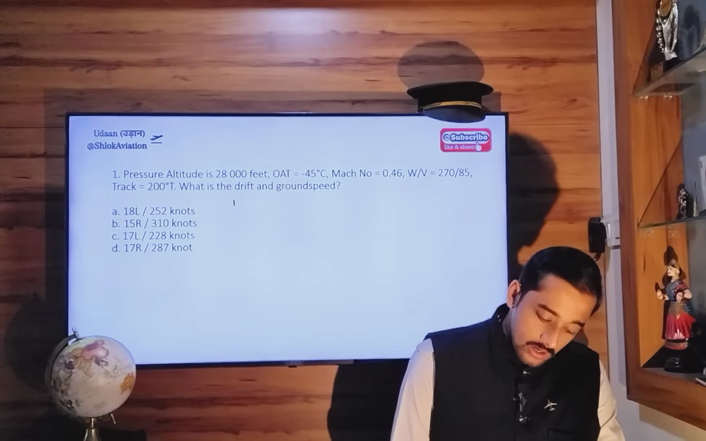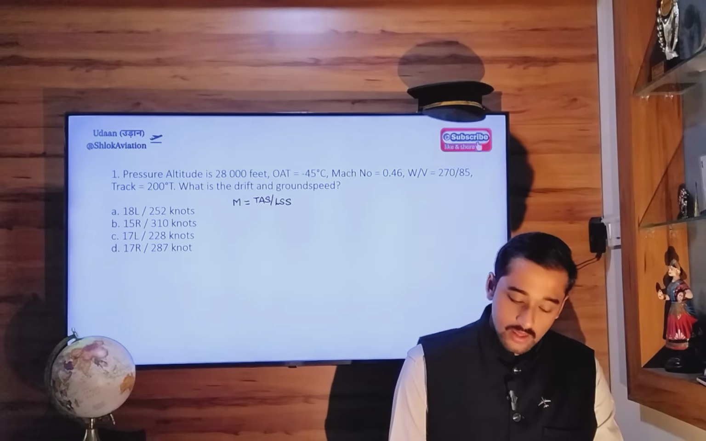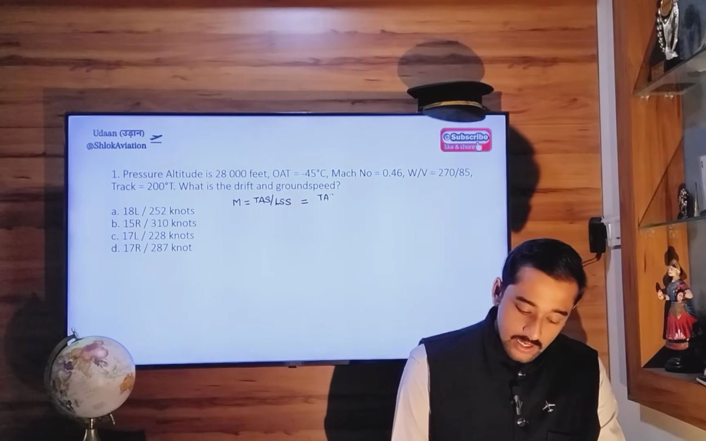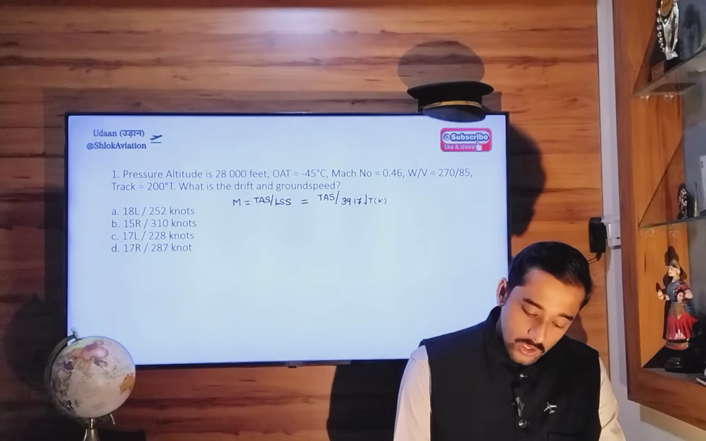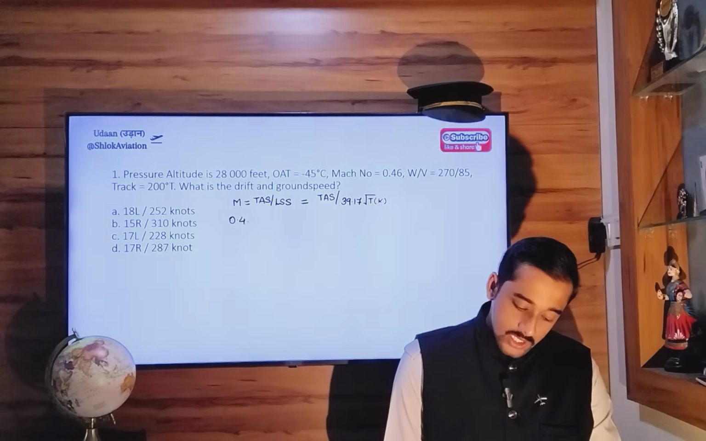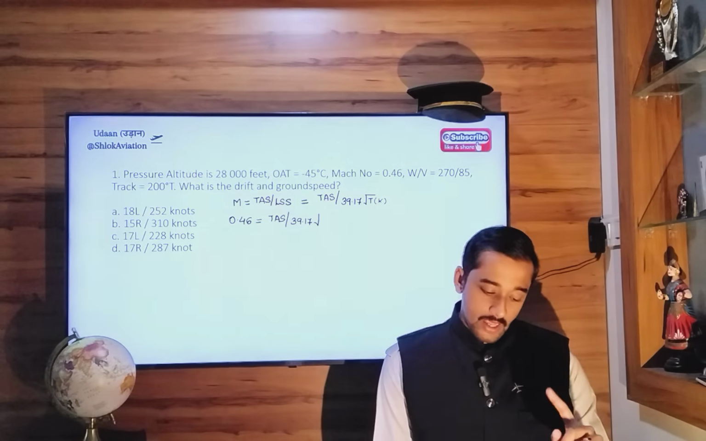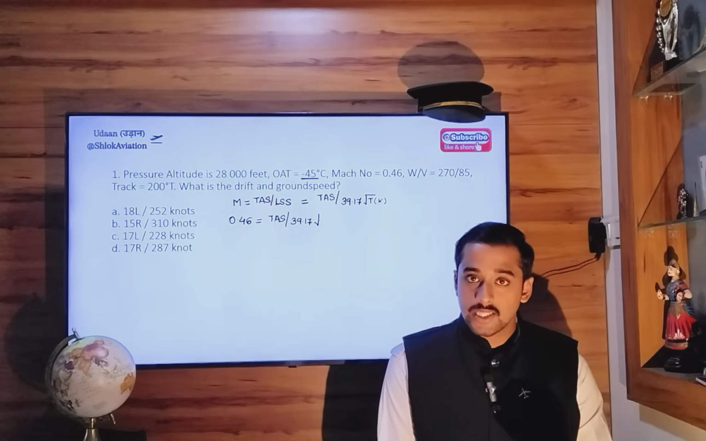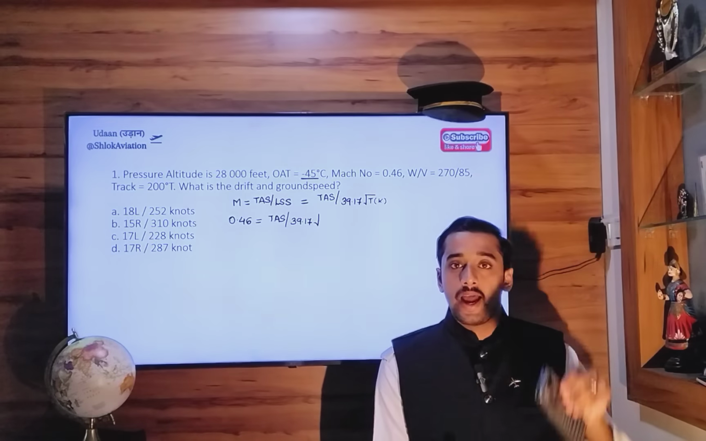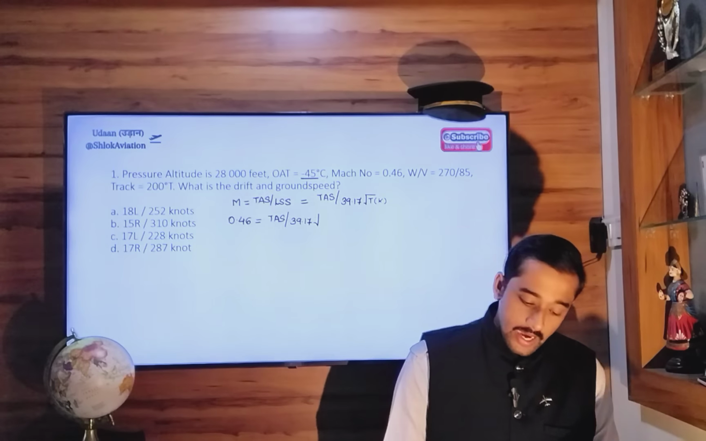Now you all know that Mach number equals true airspeed divided by local speed of sound, where local speed of sound is equal to 39.17 into the root of temperature in Kelvins. Mach number in this question is 0.46, true airspeed unknown. Here temperature is minus 45 Celsius. Convert that into Kelvins, you will add 273. So minus 45 plus 273 is 228 Kelvin.